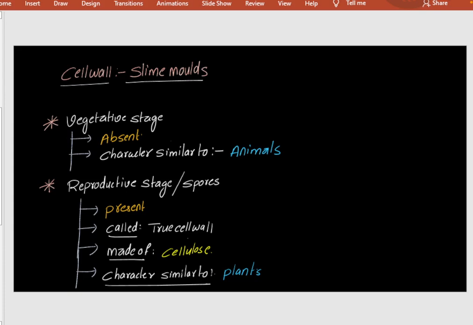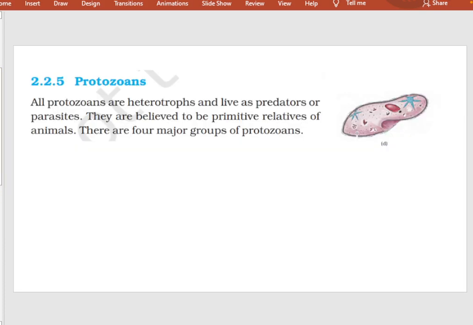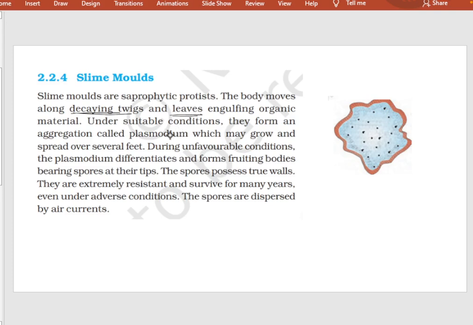Because of this only it is surviving for hundreds of years, with resistance. See here in the NCERT where it is mentioned. Here nowhere is the cell wall mentioned, but here it is mentioned. Where? Here.